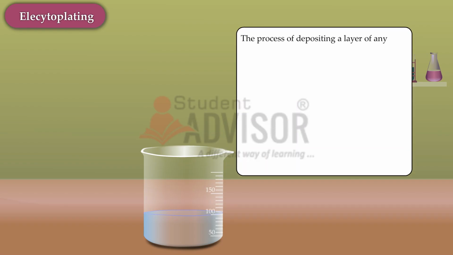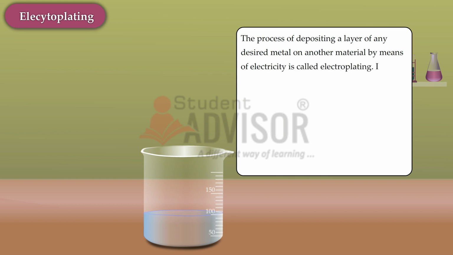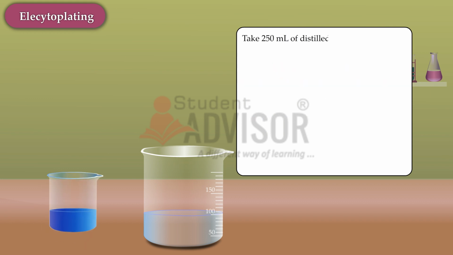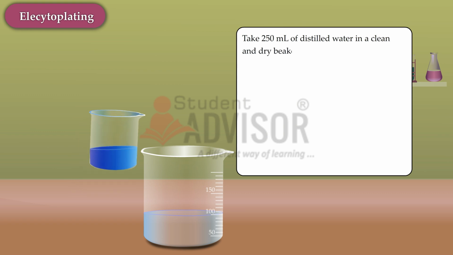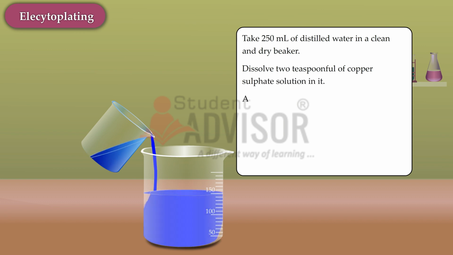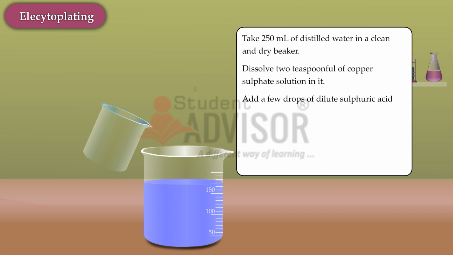The process of depositing a layer of any desired metal on another material by means of electricity is called electroplating. It is one of the most common applications of chemical effect of electric current. To understand the process of electroplating, take 250 milliliters of distilled water in a clean and dry beaker. Dissolve 2 teaspoonfuls of copper sulfate solution in it. Add a few drops of dilute sulfuric acid to copper sulfate solution to make it more conducting.